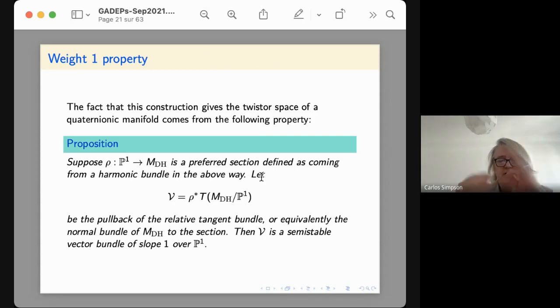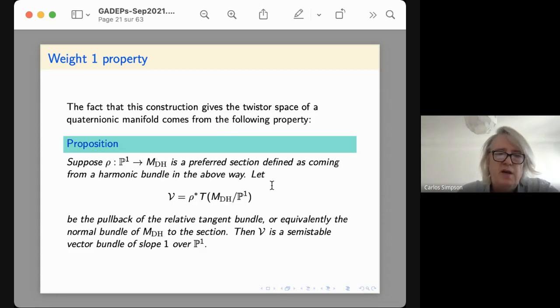In view of the fact that the twistor space is supposed to be a trivialization, a product, that means that the tangent space to the moduli space should also basically correspond to the normal bundle of the preferred section. So the proposition is, suppose we have a preferred section from P1 back into the Deligne-Hitchin moduli space.